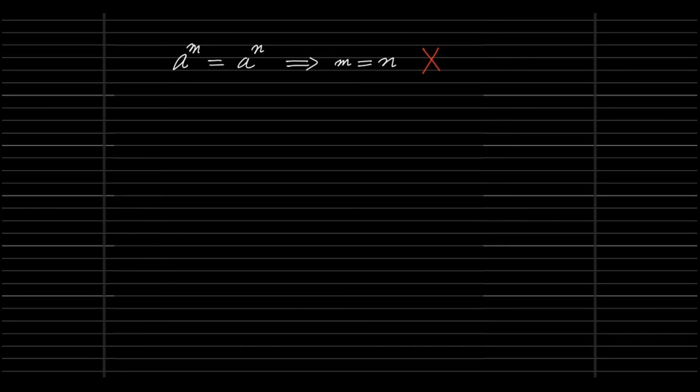This is an incomplete statement. So the complete statement is: if a raised to the power m is equal to a raised to the power n, and a is not equal to minus 1, 0 and 1, and except these three numbers, a may be any real number. So a belongs to R minus the set {minus 1, 0, 1}. Then m is equal to n.